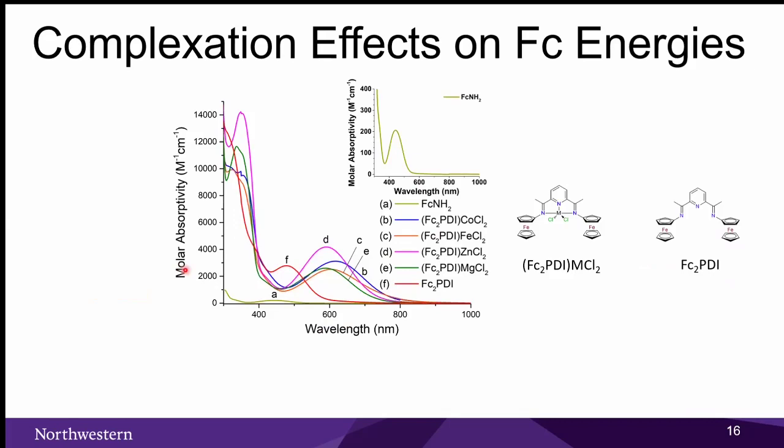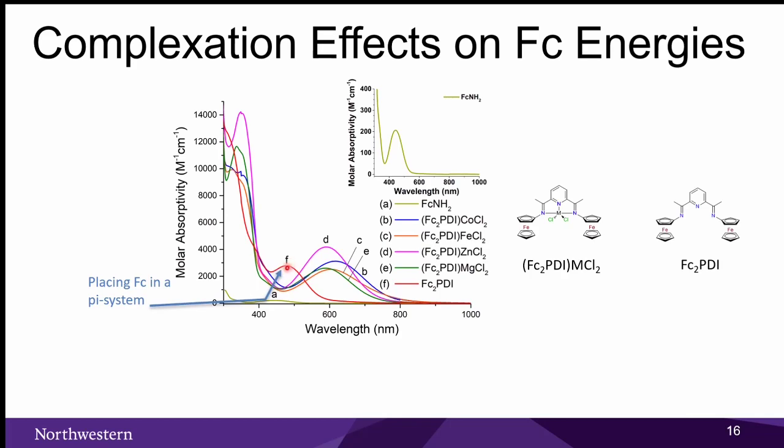So we can go ahead and do those experiments. And I apologize, this figure is a little bit busy, but I'll walk you through it. Down at the very bottom, there's aminoferrocene. You can see that it's pretty weak compared to everything else, and it's comparatively narrow, as shown in this inset. If you take aminoferrocene and put it into this ligand, you see immediately it dramatically increases in intensity, and it also broadens out and redshifts a little bit.